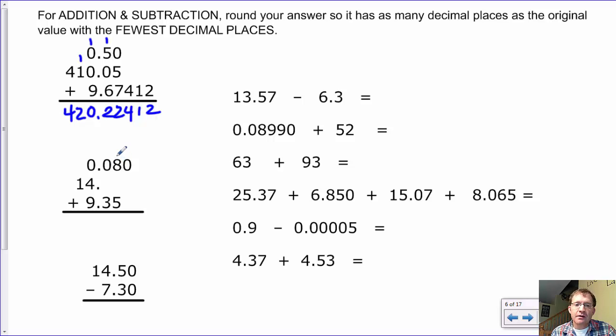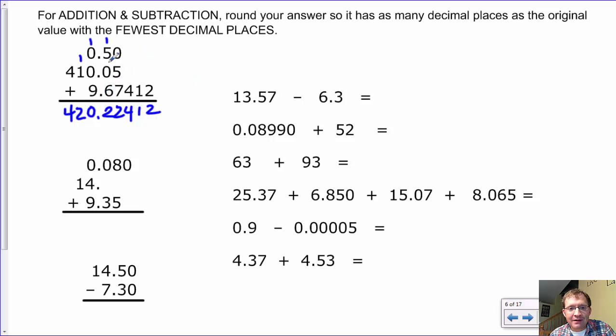My answer, though, can't be 420.22412 when I actually give the official correct answer, because that number has far too many decimal places. Again, 0.50 has 2 decimal places. 410.05 has 2 decimal places. And that's the fewest.